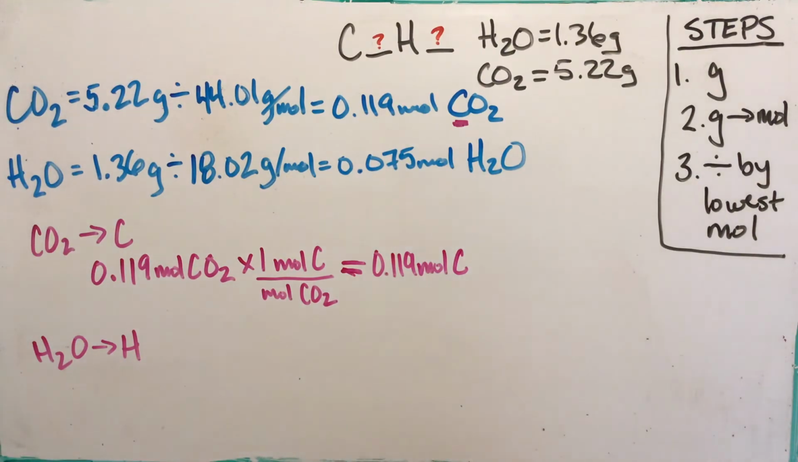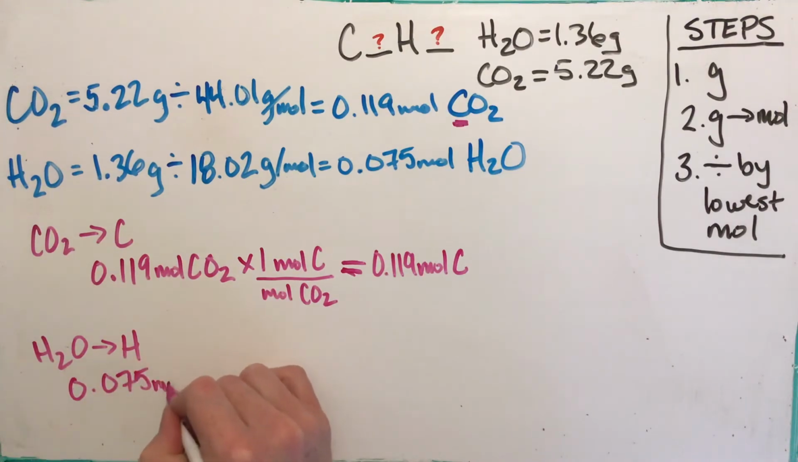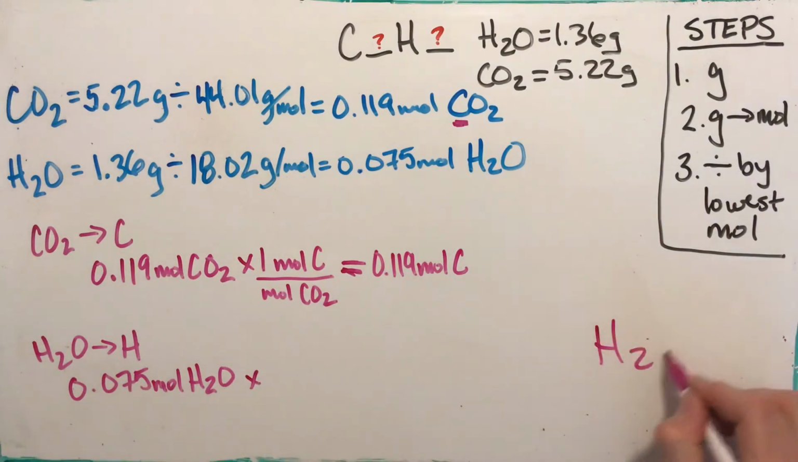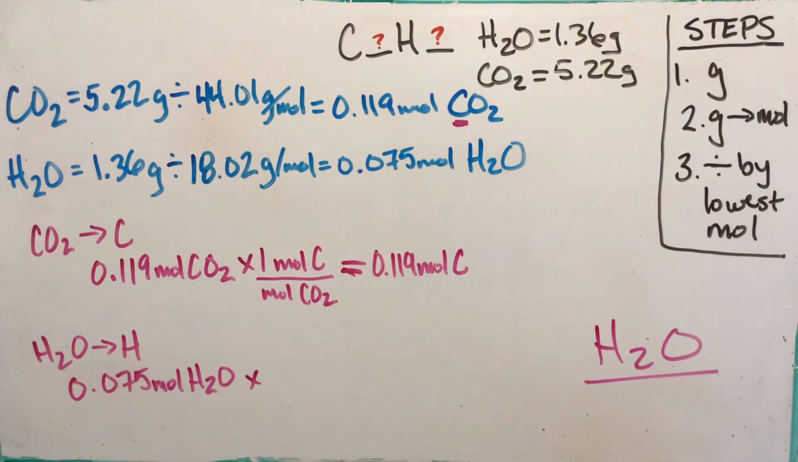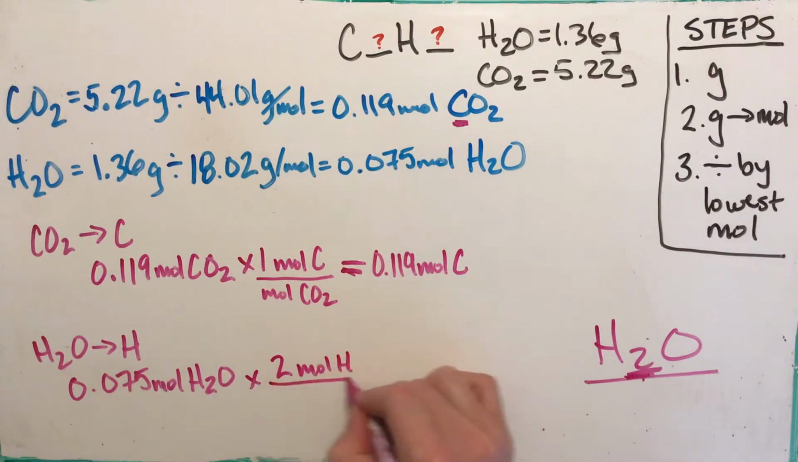All right? Now we'll do the hydrogen. We had 0.075 moles of H2O. And we're going to multiply that by, if we look at H2O, every molecule of water has 2 hydrogens. So if I have 1 water, I have 2 hydrogens. If I have 10 water, I have 20 hydrogens. If I have 100 waters, I have 200 hydrogens. So it's 2 moles of H for every mole of H2O.